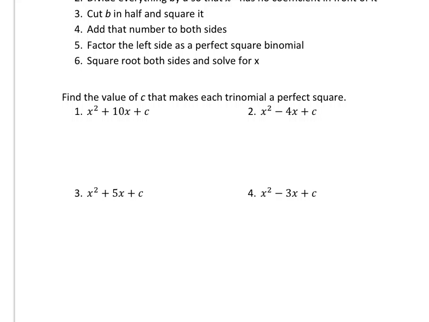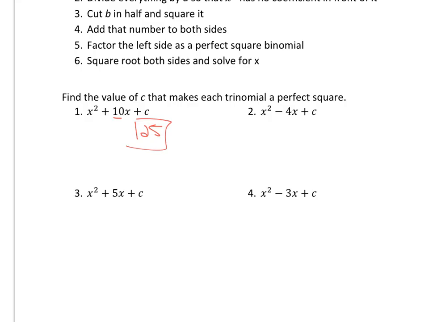So for this first one, you're trying to figure out what c is supposed to be. In order to do that, you cut b in half. b is 10. Cut that in half, which is 5, and then square that number. So 5 squared is 25. So c equals 25. That's what we want. Now I'll show you why we do that. This would just be the answer. In this case, you would just stop right there.